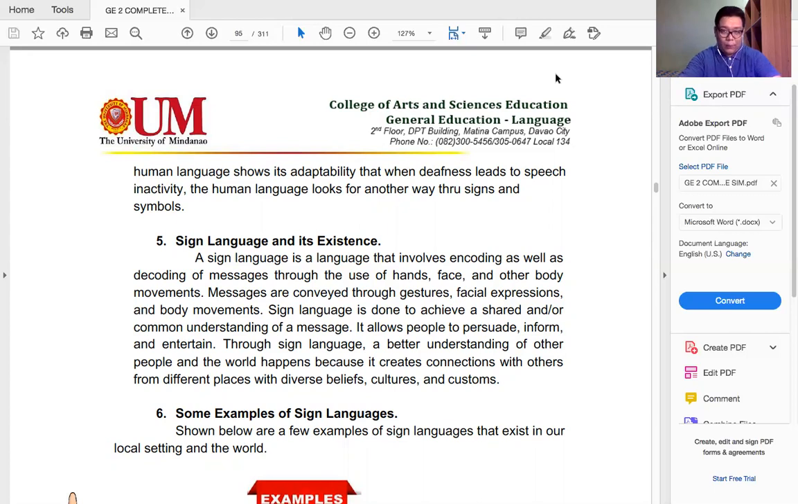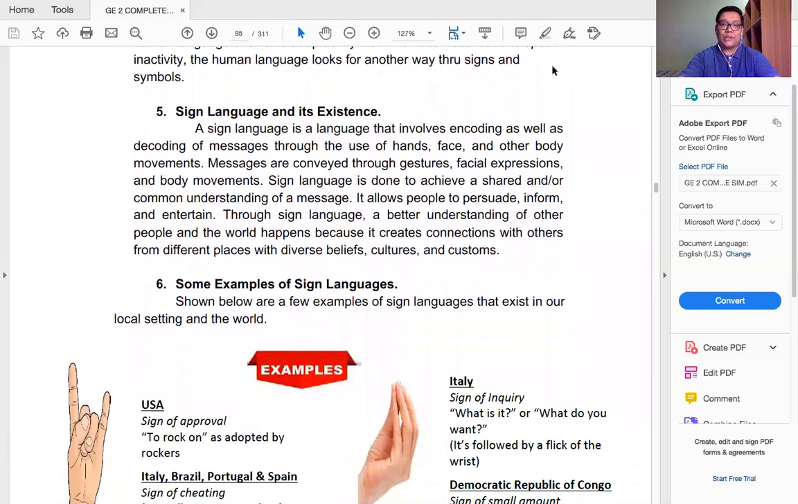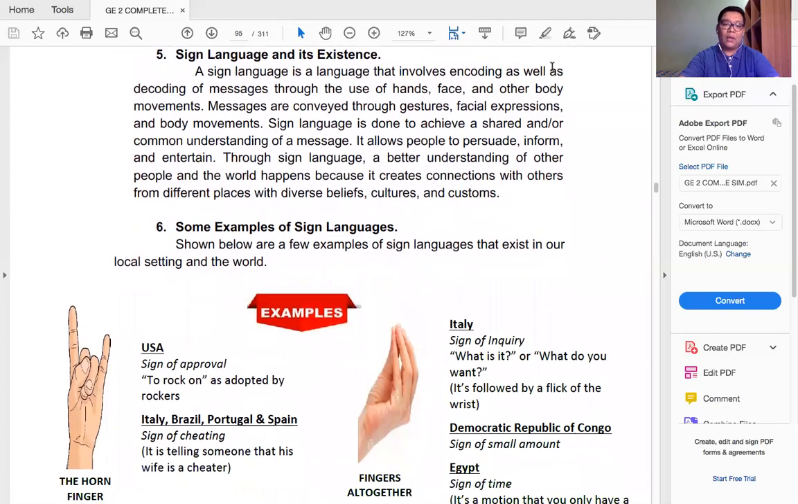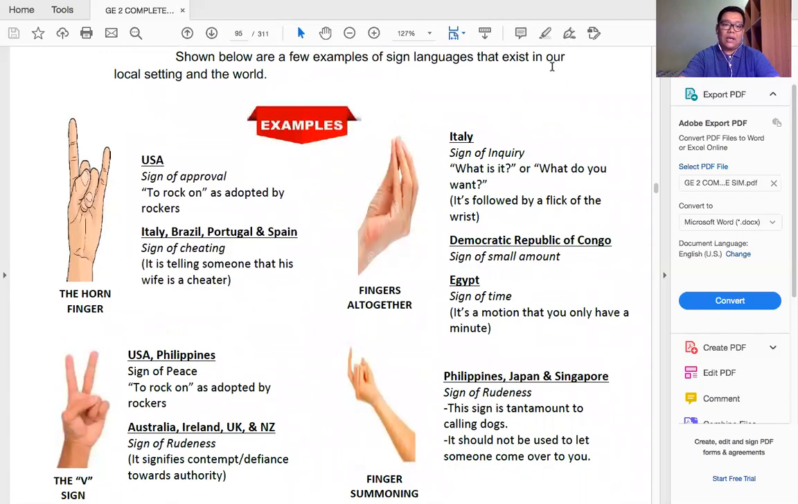As mentioned a while ago, what might be acceptable in your culture might appear offensive in other cultures. So you have to be mindful with the proper use of sign languages. This time, I'm going to present to you some examples of sign languages. Okay, let's have these things. The horn finger. Pointing out the differences as to the context or the usage of the sign languages would also allow you to understand the culture of a specific country or nationality.